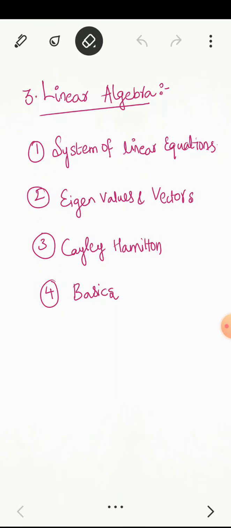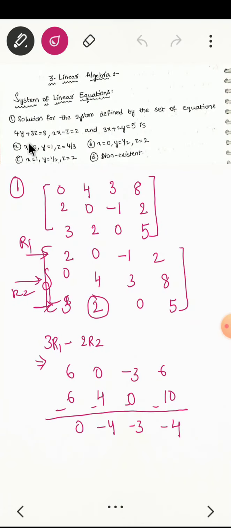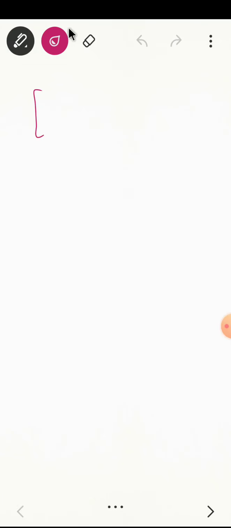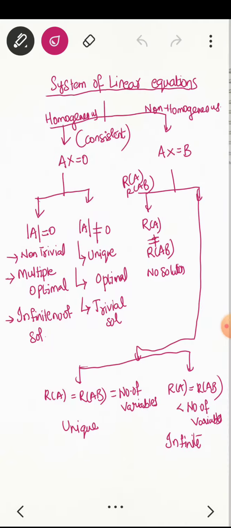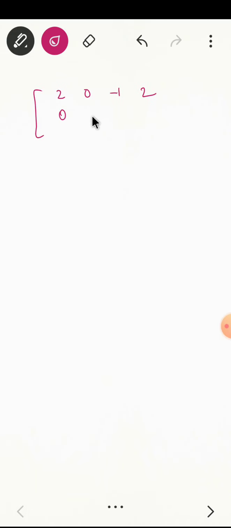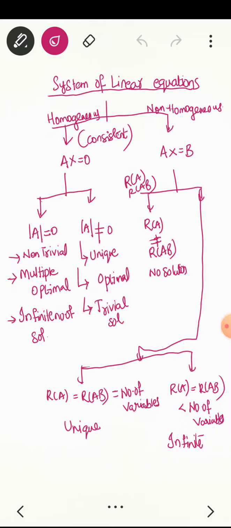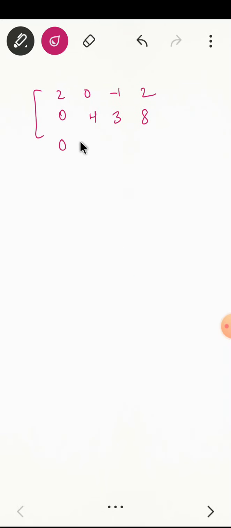Now what will I do? I will just write the new matrix. 2, 0, minus 1, 2. Then what are the values you got? 0, 4, 3, 8. And last, from the operation you performed, 0, minus 4, minus 3, 4.